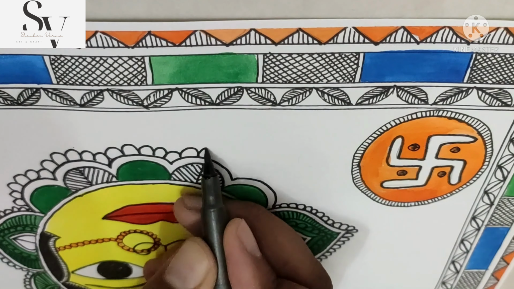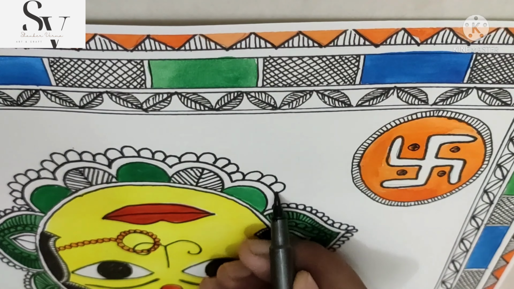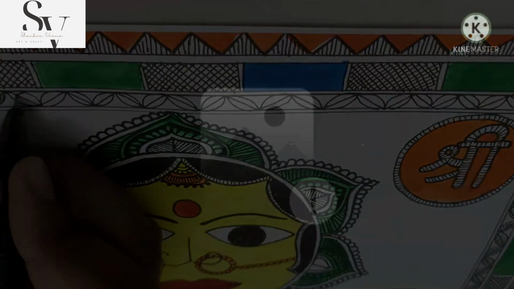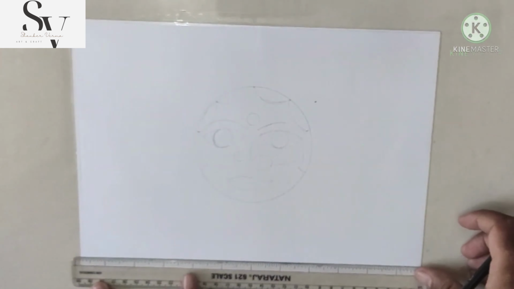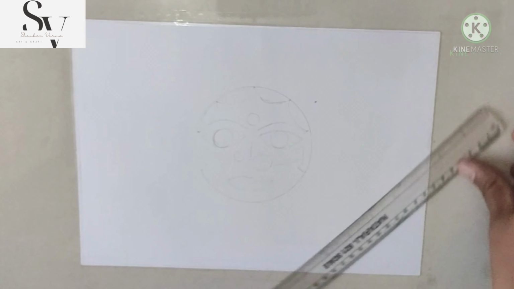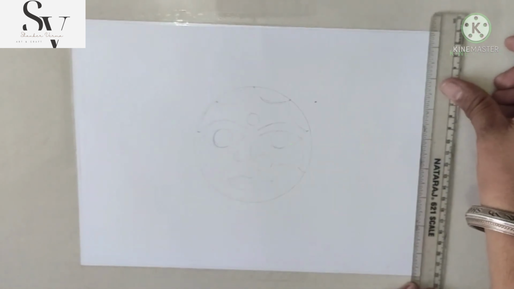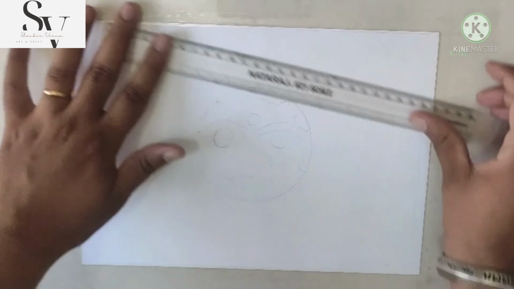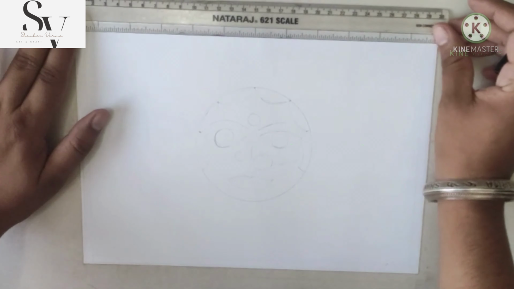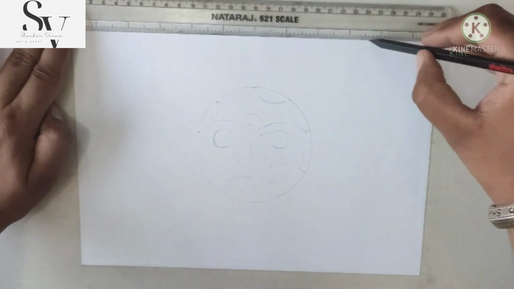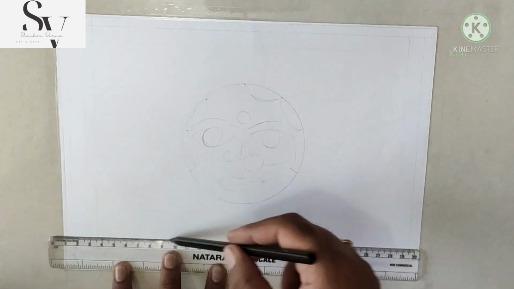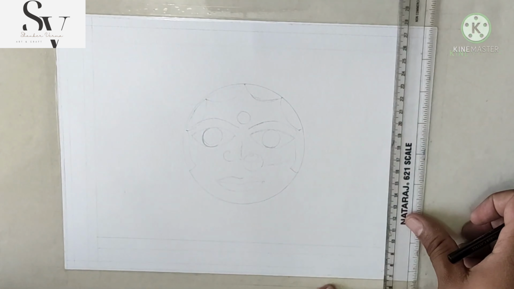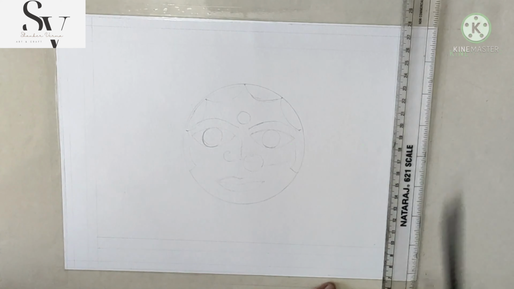So in today's class, I'll let you know how to make the Tantric style of Madhubani painting. In our previous classes, we learned about the Kachni style and Bharni style, and this is the third most important style which we will do in the class, which is known as Tantric style. This is the most famous style of the Madhubani art.